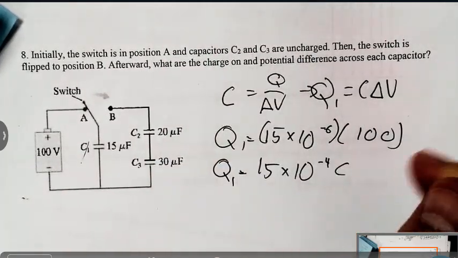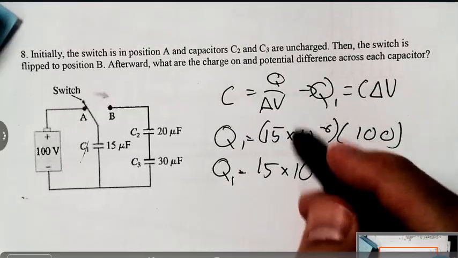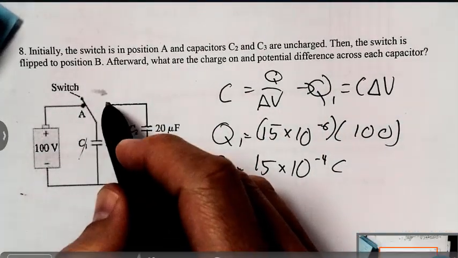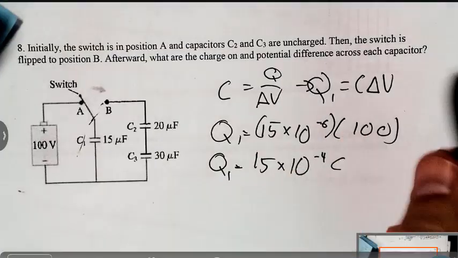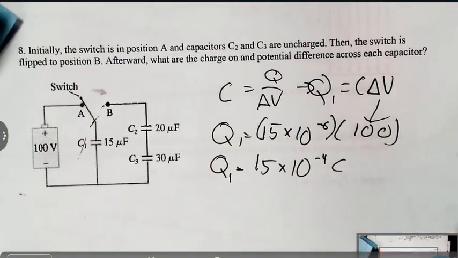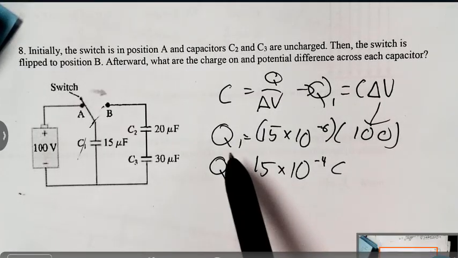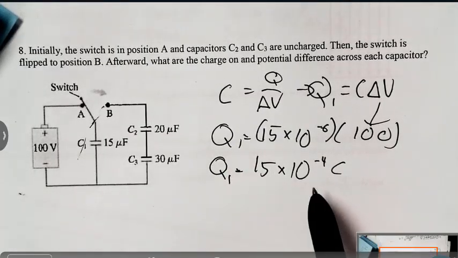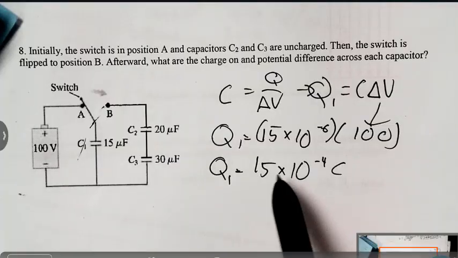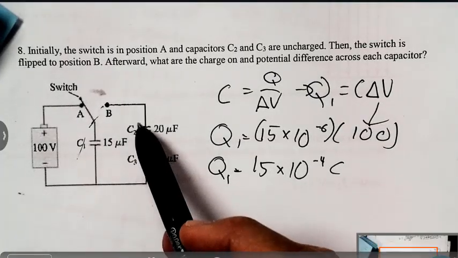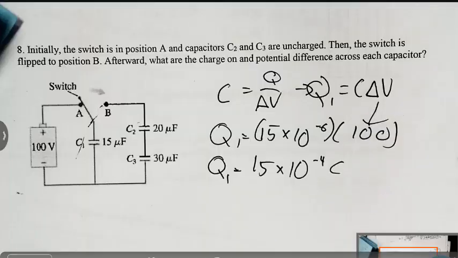Nowhere does the problem ask me to do that. And then once the switch is closed here, and the potential difference is 100 volts, that's something to keep in mind as well. Once the switch is closed here, this charge is not going to leave. This charge is going to remain in the circuit, and it's going to be distributed between these 3 capacitors.